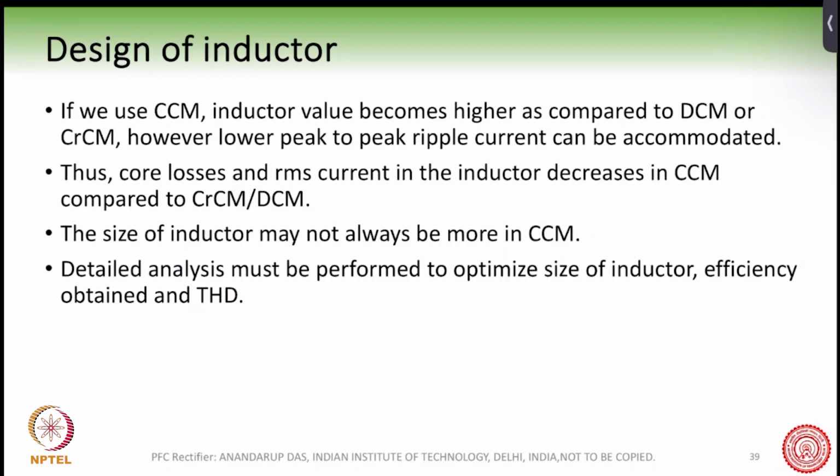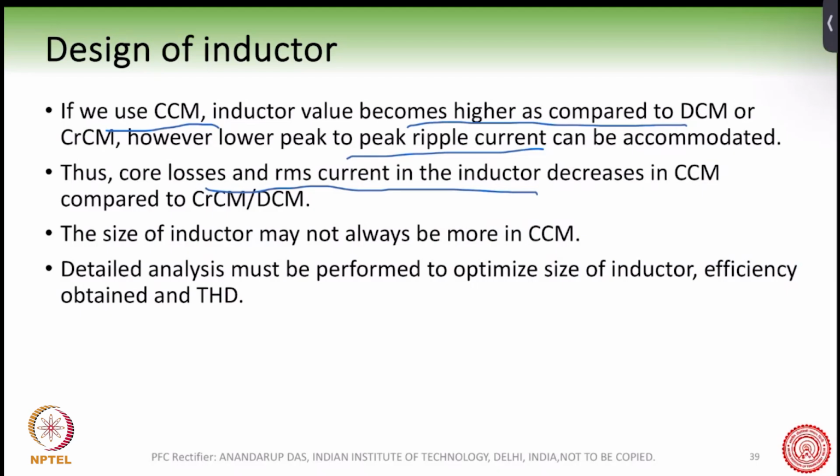So first we will design the inductor, and then we will design the capacitor. Suppose we start with the CCM. We know that the inductor value is higher in CCM as compared to DCM or CRCM, but a lower peak-to-peak ripple current can be accommodated. This we had discussed about 15-20 minutes back. The core losses and RMS current in the inductor decrease in CCM compared to CRCM because, as I told you, the peak current will increase in CRCM, the critical conduction mode, or DCM, as compared to CCM for the same average value of current.